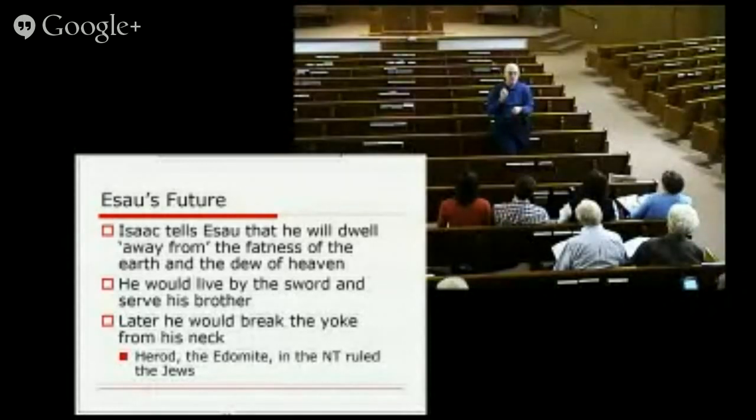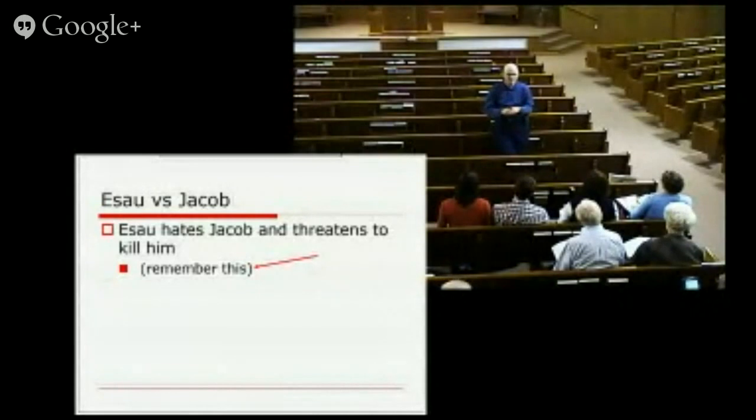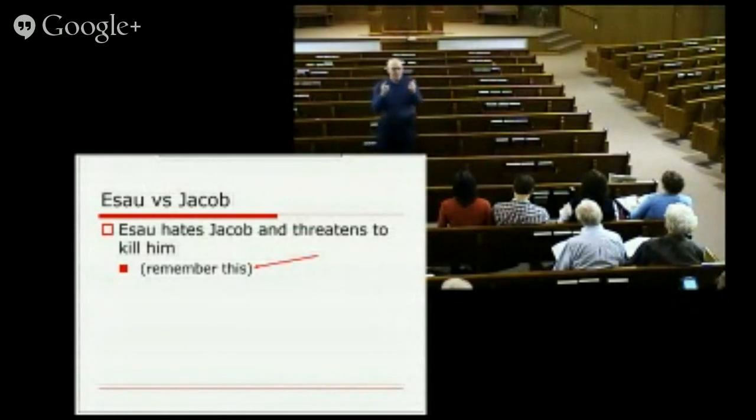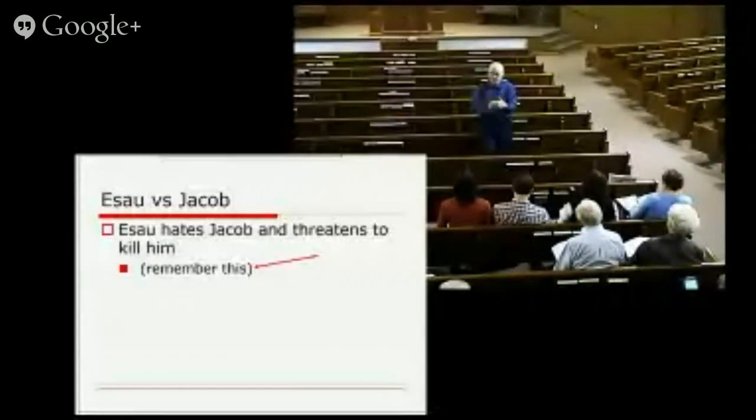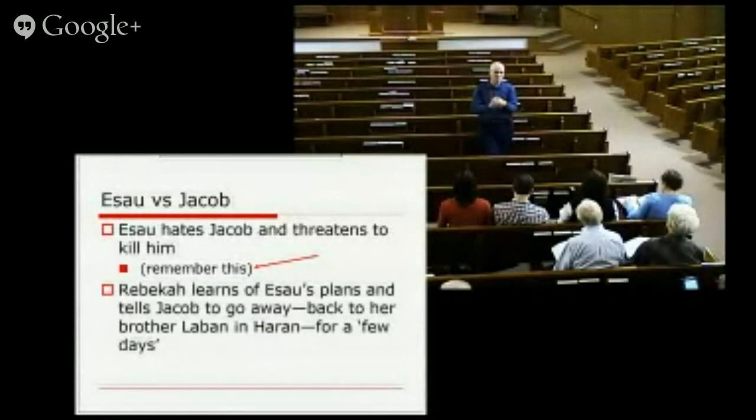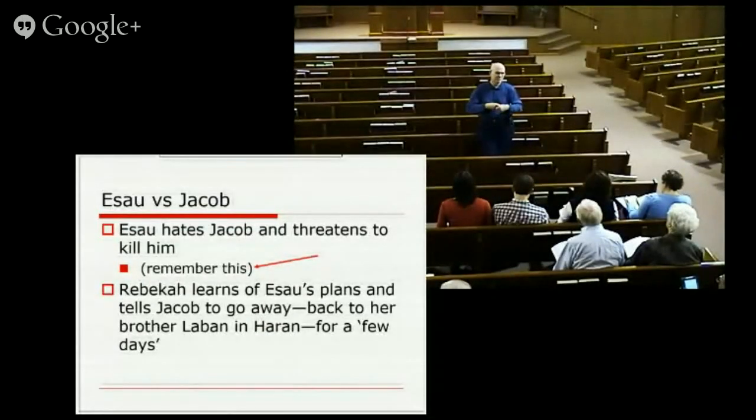So Esau hates Jacob, as you might expect, given all he's done to him. He said, I'm going to kill him. I'm going to kill him. So remember this point. This will be very important a little later on, 3 or 4 lessons down the way. This very point, I'm going to kill him, comes back into play, very much so. So Rebekah learns of the plan to kill him, and she's going to send him back to her brother Laban just a few days till things settle down a little bit.